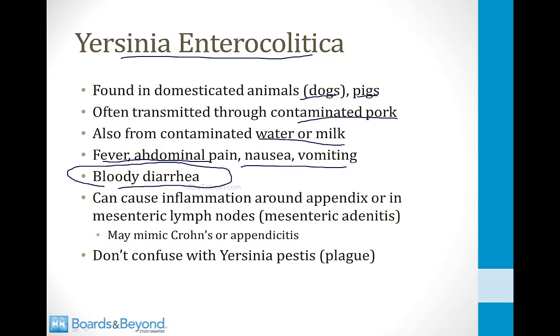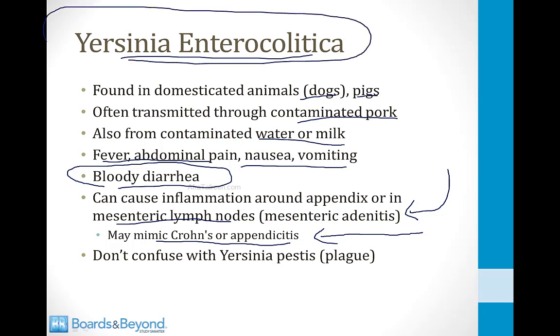One very high yield thing to know about this bacteria is that it causes something called mesenteric adenitis. This is inflammation around the appendix or in the mesenteric lymph nodes. This can mimic Crohn's disease or appendicitis. So in a board question, they may describe a patient who appears to have appendicitis, goes to the operating room, and the appendix is entirely normal. They likely had an infection with Yersinia enterocolitica.